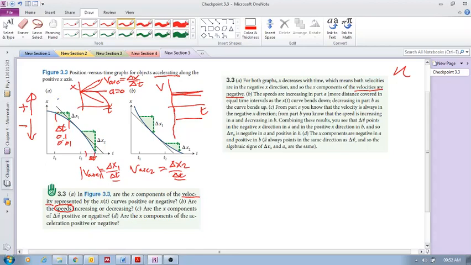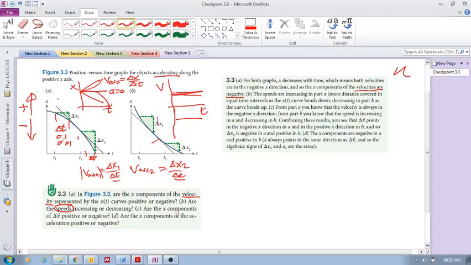Alright? This one, as you can see, delta x is decreasing. Delta x over delta t is decreasing. That's my delta x decreasing. So my speed is increasing in this one, and it is decreasing in that one. Alright. C. This is getting interesting.